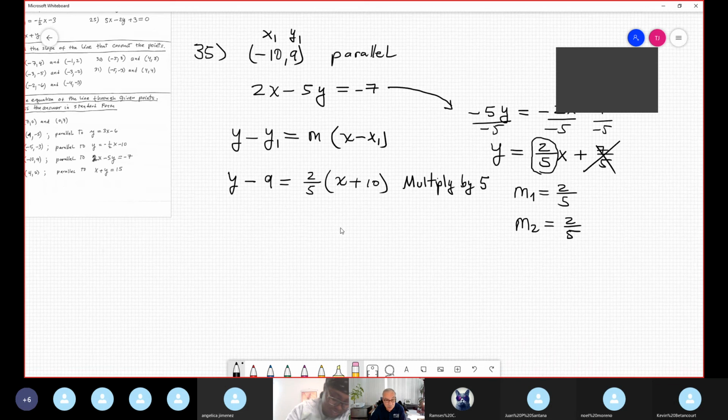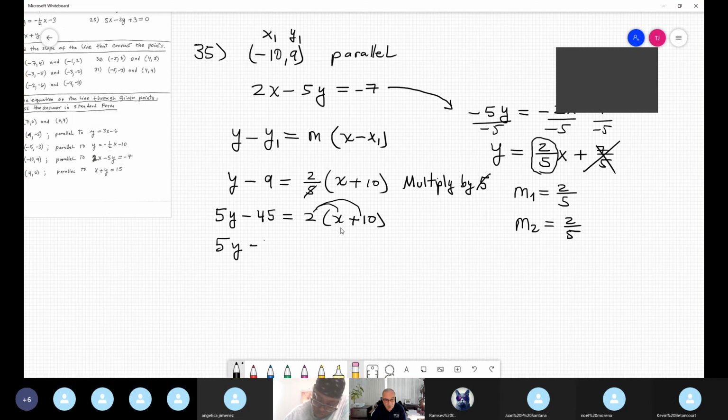Okay, maybe it's confusing. You multiply by 5 everything, so we have 5y minus 45. Where does 45 come from? 5 times 9, no? Is equal to 5 times 2/5 is 2. It's obvious, when you multiply by 5, this 5 and this 5 cancel out and stay 2. Now you apply the distributive property here. We have 5y minus 45 is equal to 2x plus 20.